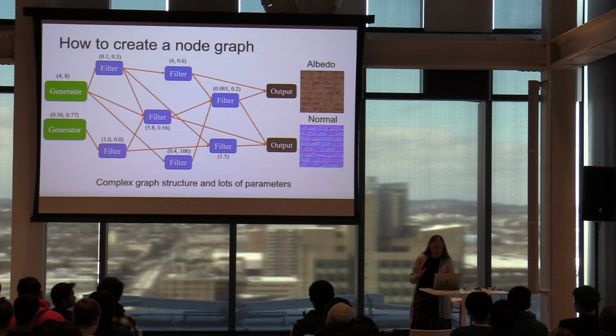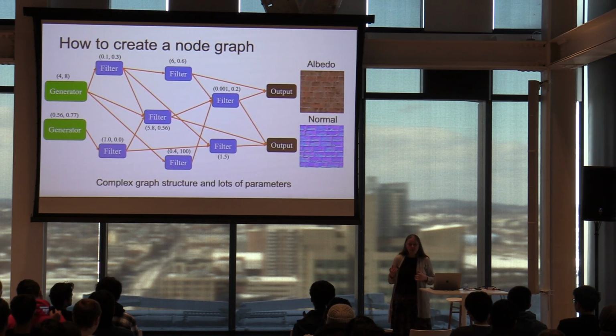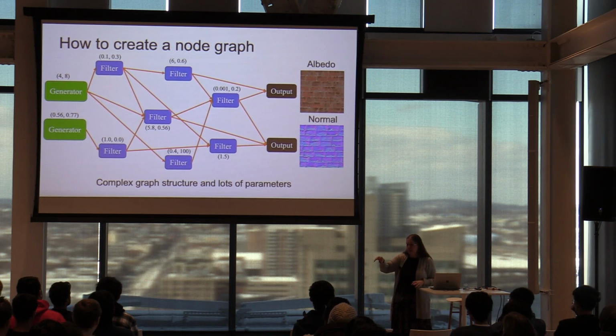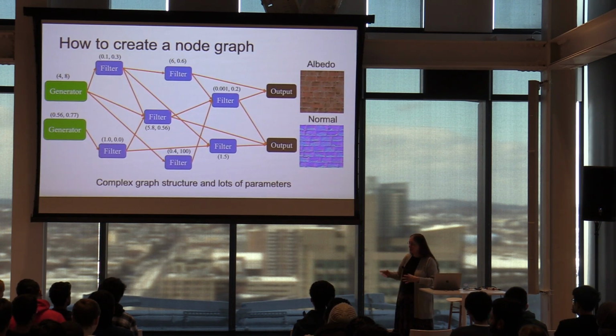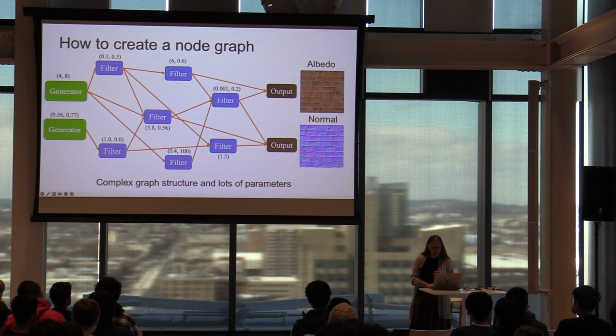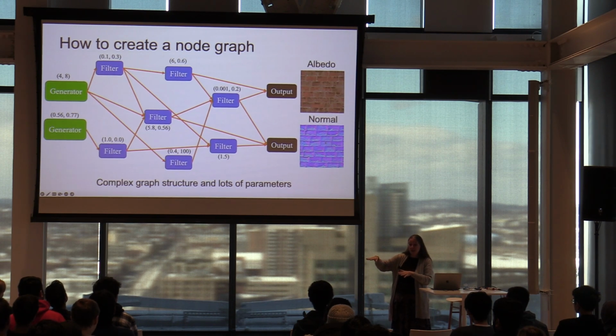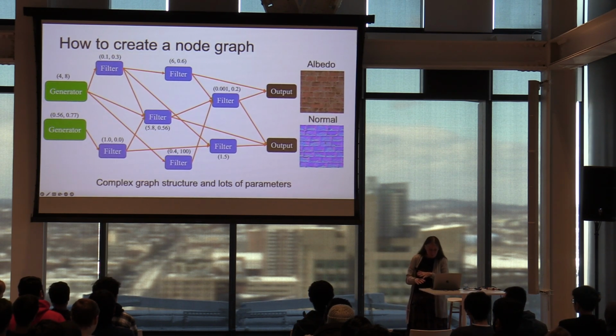Looking at this a bit more abstractly, these node graphs contain generator functions that generate basic patterns or basic noise functions. And then the filters like blurring and combinations are put together so that in the end you have, in this case, a material that's modeled by the albedo, which is the color that's reflected, and then the normals, which is the small-scale surface orientation of the surface.